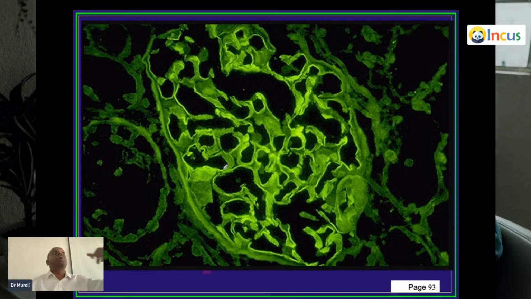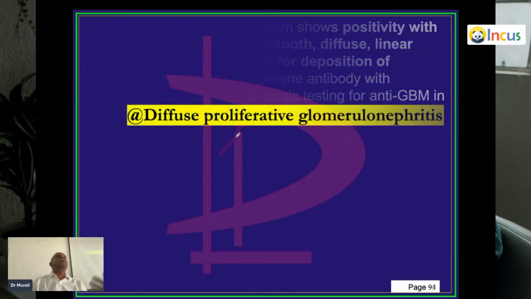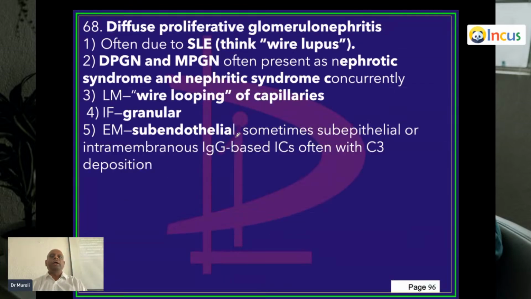And here, what is happening? IgA is coming and depositing along the GBM. Hence, it looks like a ribbon if you do immunofluorescence. Easy to remember. Then comes DPGN, diffuse proliferative. Diffuse means more than 50% affected. Commonly, diffuse proliferative glomerulonephritis is the hallmark of SLE.